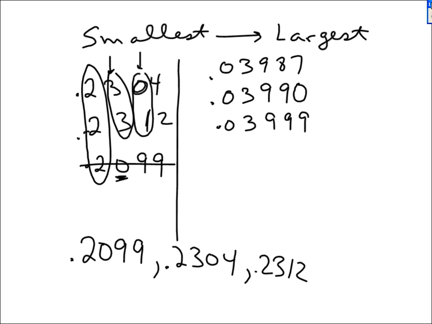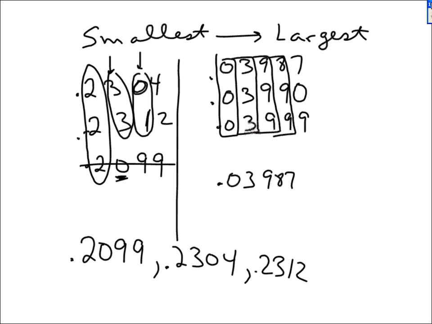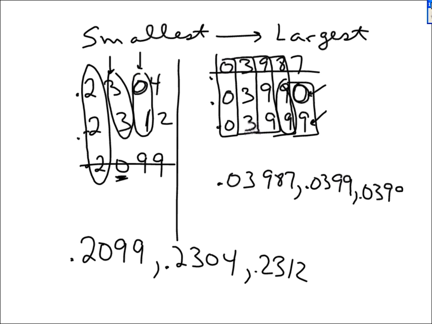Now, we compare them. The 0s are a tie. The 3s are a tie. The 9s, that's a tie. And then we have 8 versus 9. The 8 is the smaller one. 0.03987, that's the smallest number. The other two, it's still a tie. Then you go to the last position, and you put that 0 there, but 0 is still smaller than 9. So 0.0399 is the next smallest one, and 0.03999, that's the largest.